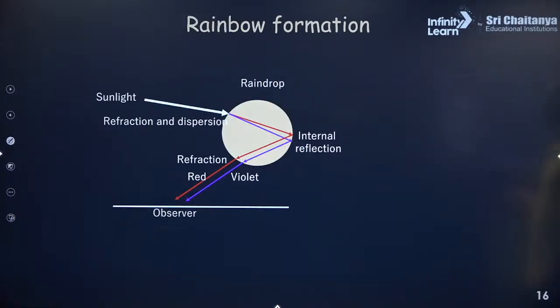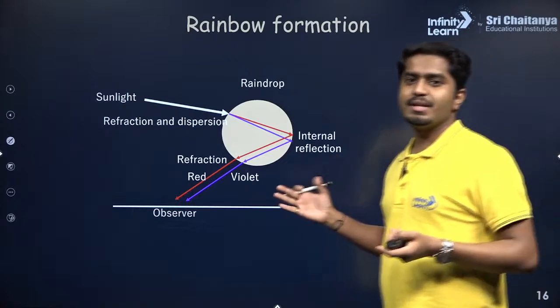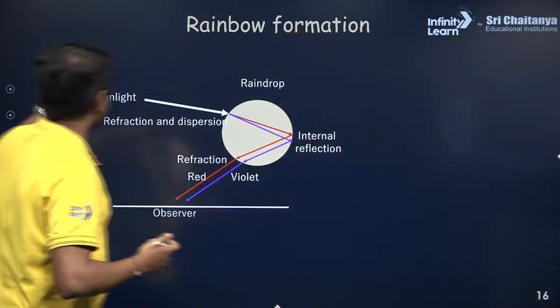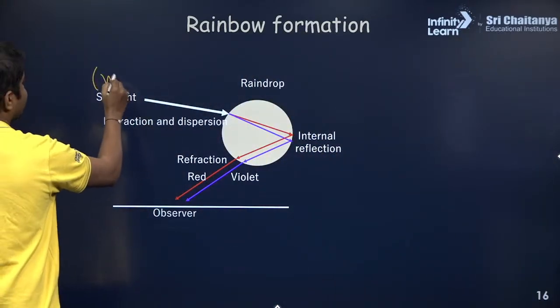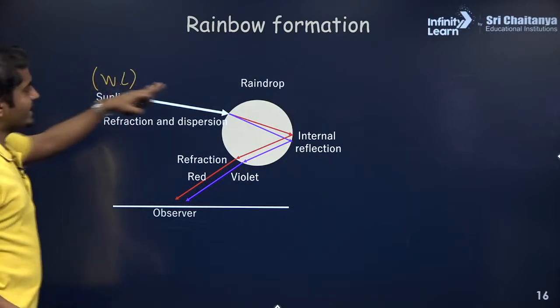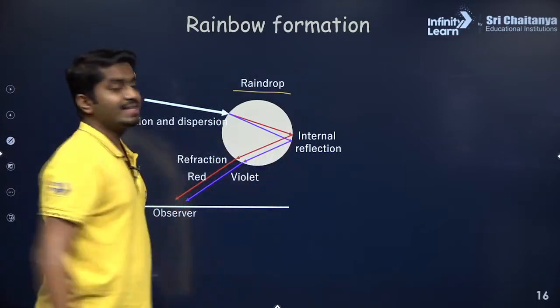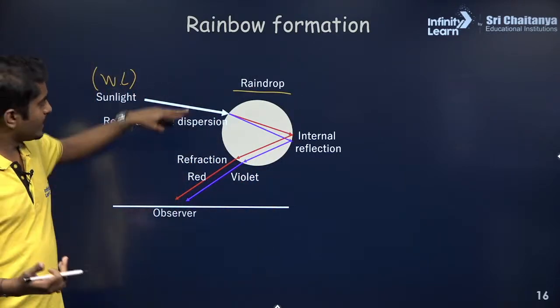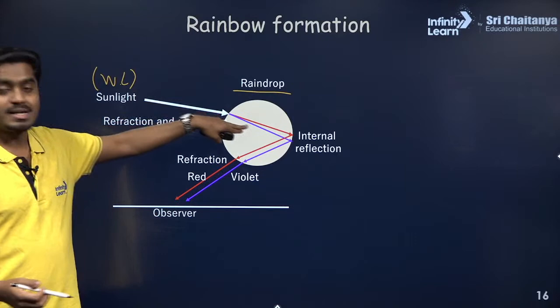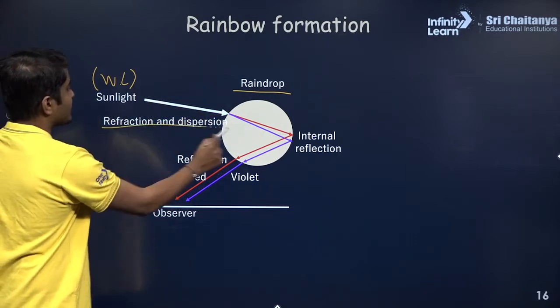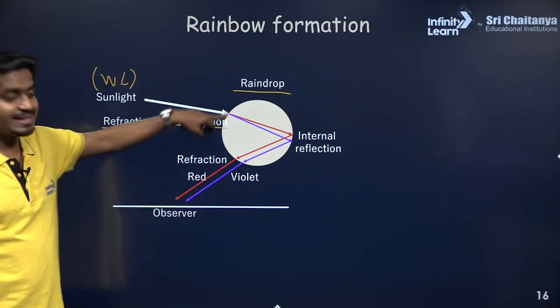So now this is a rainbow. What happens in the rainbow? There is sunlight or white light. White light falls onto the raindrop. So these raindrops act like a tiny prism. Now there is a refraction and dispersion happening at this point.